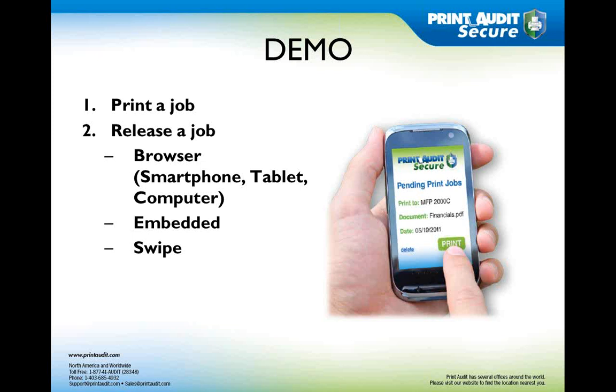And for authentication, we have three ways of authenticating you to your device, to the server or the printer. Number one is your username and password through Active Directory. You can use a swipe card or a PIN code.